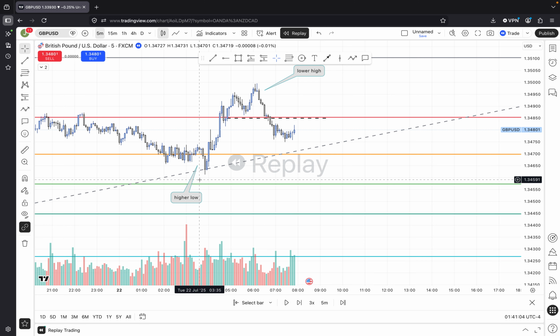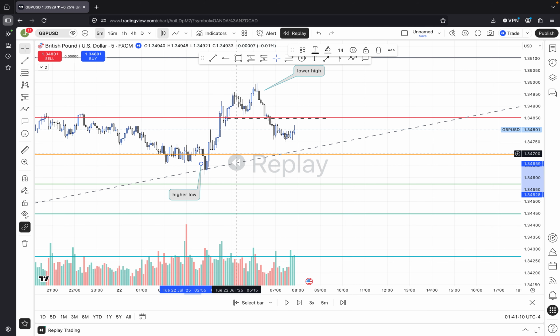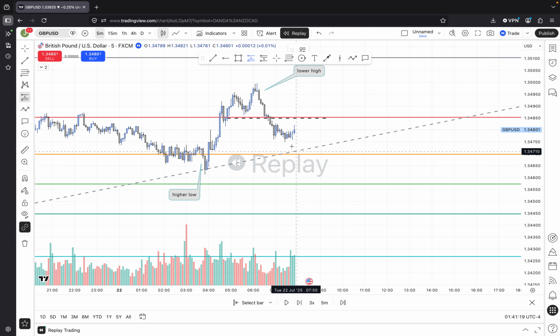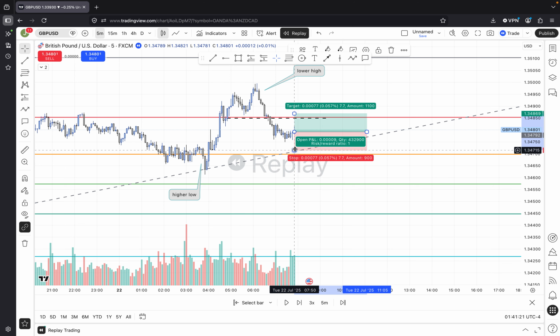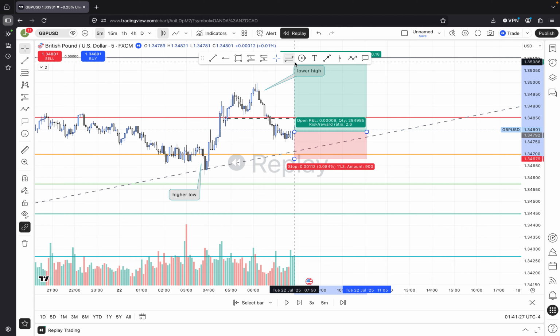Also, another good confluence, I don't want to leave this out, is you have a higher low right here, right? You can also buy at a higher low. So say if we want to buy at this higher low real quick, let's just test it. That means our stop loss is going to be back here. And where is our TP? It's going to be right here.